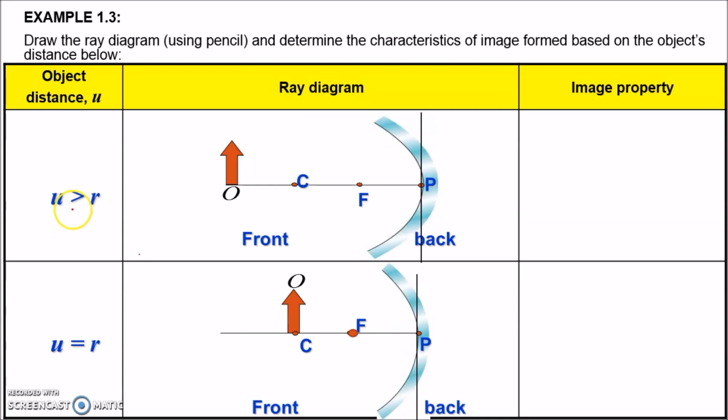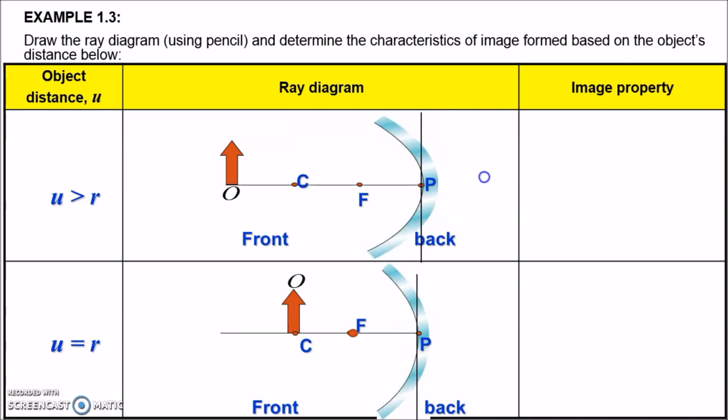If u is greater than r, this shows that object distance is greater than the radius of curvature. So we can show that object is situated at this position. Why? Because r is here. This is r and this is u. So object must be situated at this point, which is greater than r.